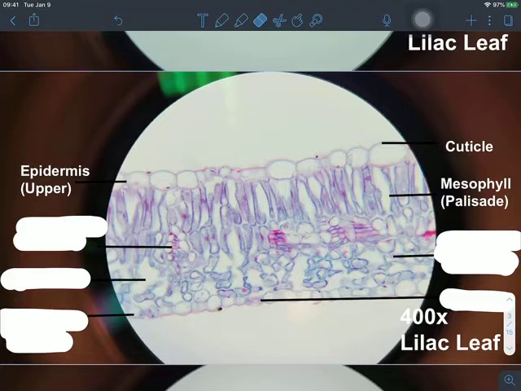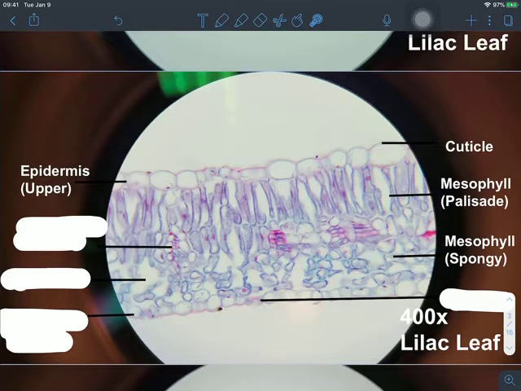Beneath the palisade mesophyll, we have our spongy mesophyll. And you notice how there are much bigger air gaps in this tissue. Now those gaps are on purpose and present pretty much everywhere, those air spaces on the underside of the leaf, because we want those undersides of the leaf connected to the mouths of the leaf.